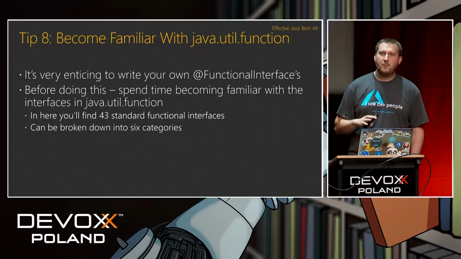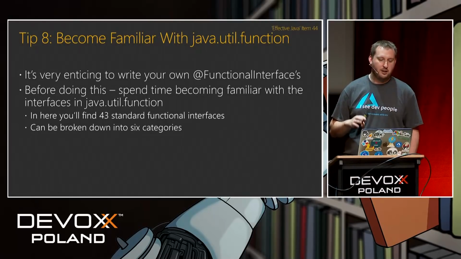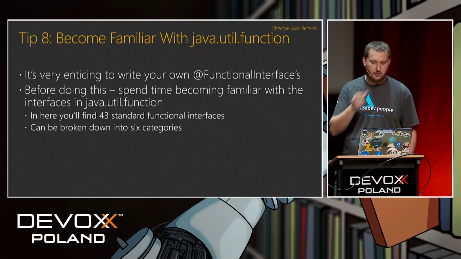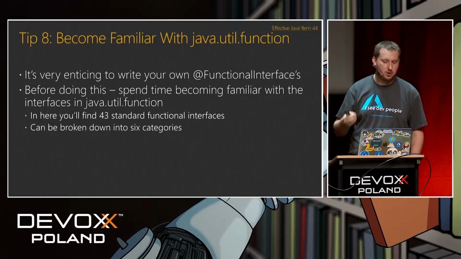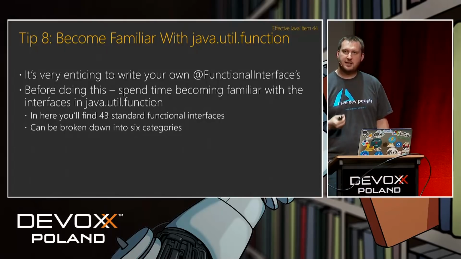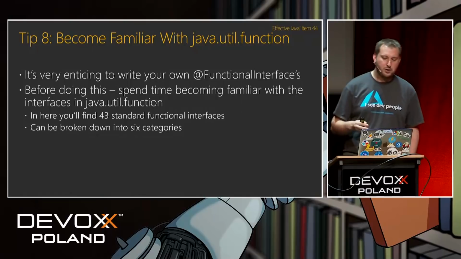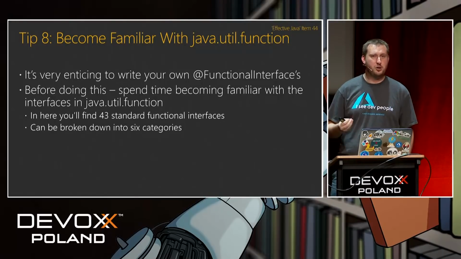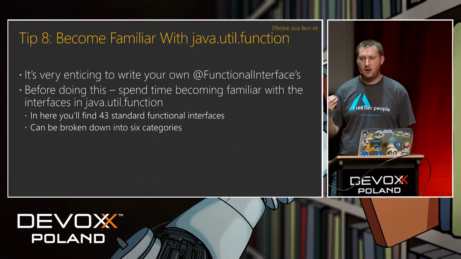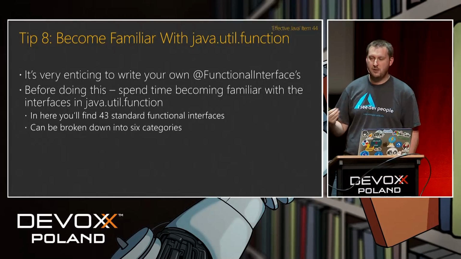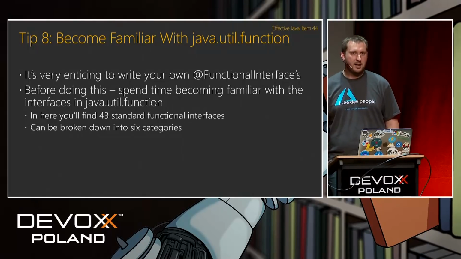Tip number 8, become familiar with the java.util.function package. I'm sure many of you, having said that you're using Java 8, have played around with Lambda expressions and streams and the like. Functional interfaces are the way in which Lambda expressions are enabled. If you're not familiar with a functional interface, it's an interface or an abstract class that has only one abstract method. So an interface with only one method, or an abstract class that only has one abstract method.